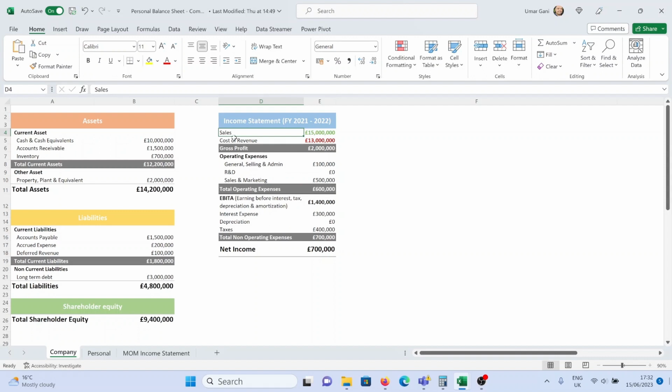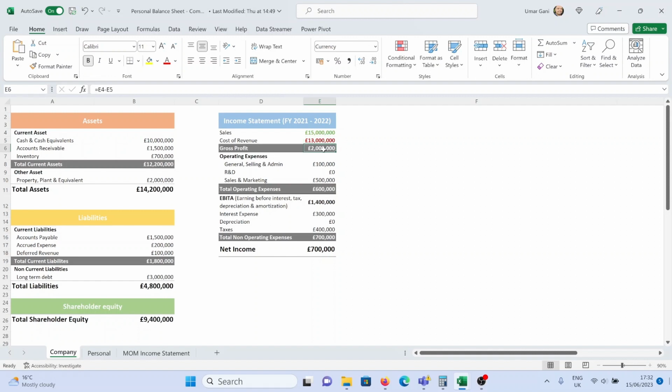To go in a proper way, the first is sales. The amount of sales the company did in the year 2021 to 2022 is 15 million. How much it cost them to make those sales, to build those products and sell them, cost them 13 million.